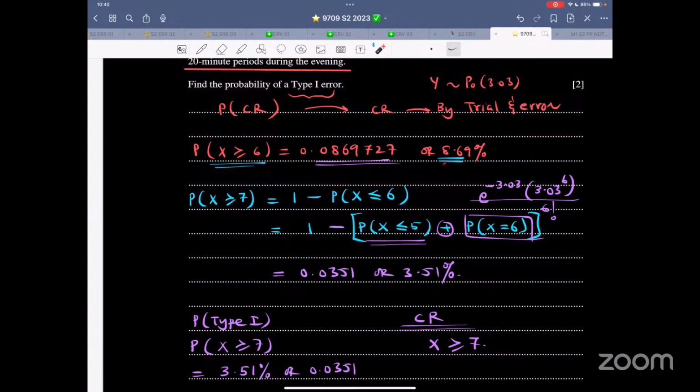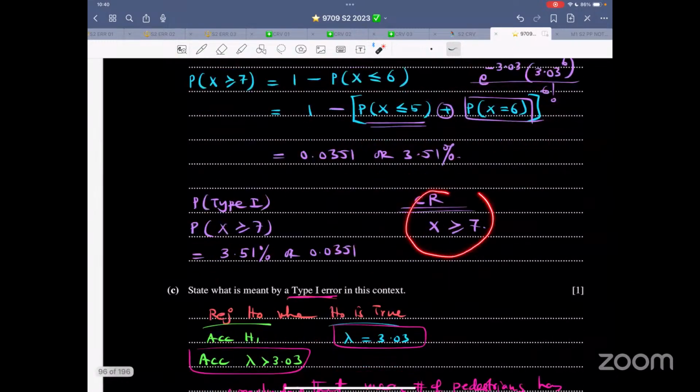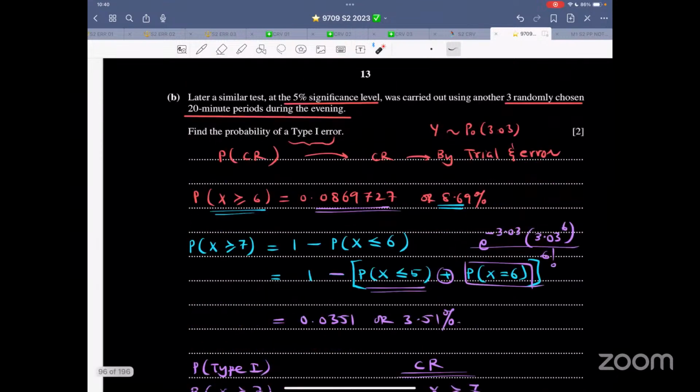That is this much. If I do probability x is greater than or equal to 7, that is 1 minus probability x is less than or equal to 6, which is this much is already calculated. I just need to add one more term from here. This comes out to be 3.51%. That means the critical region is this because the probability fell below 5% level. Got the idea?